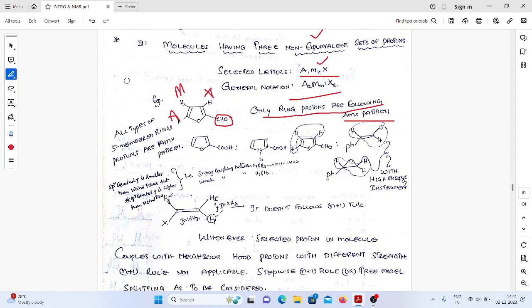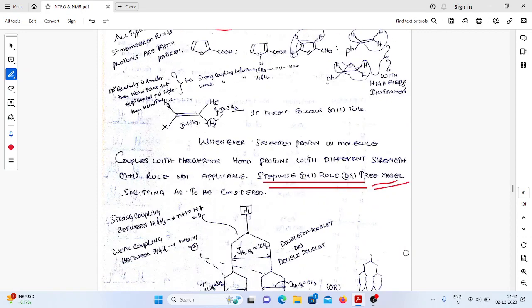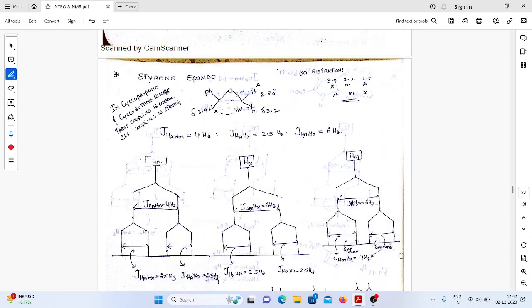Okay, so in such cases, in the AMX system, what happens? We cannot follow the n plus 1 rule directly. We can follow the stepwise n plus 1 rule. This is a very, very important rule. This model is commonly called a tree model for the spreading of the signal. How can we identify the signals depending upon the stepwise n plus 1 rule? It's very, very important. You need to remember. In the case of the AMX system, we are going to observe only the stepwise n plus 1 rule. Okay, let us see how we can identify.